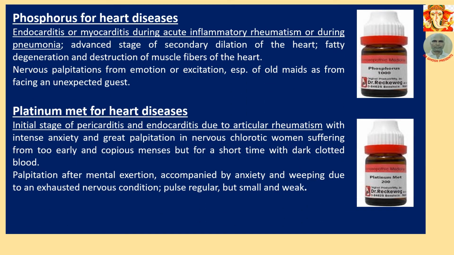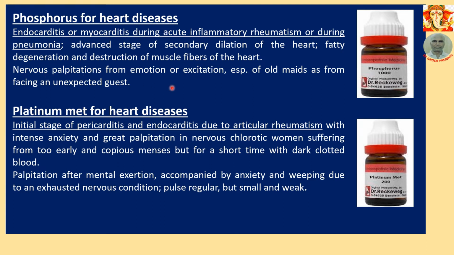Phosphorus for heart diseases, endocarditis or myocarditis, both muscle and inner lining of the heart, both types of inflammatory changes, during acute inflammatory rheumatism or during pneumonia. Advanced stage of secondary dilatation of the heart, fatty degeneration and destruction of heart muscle fibers.